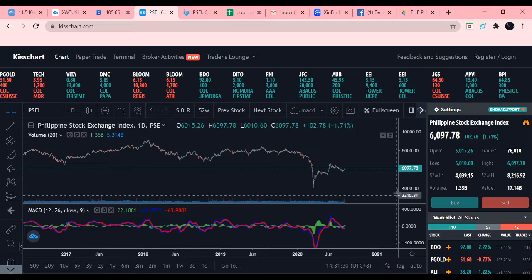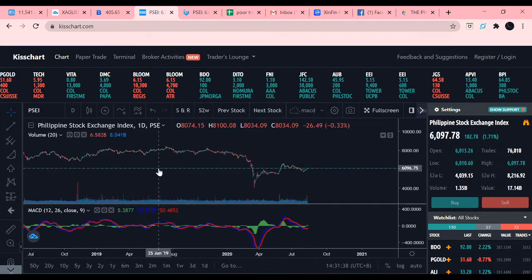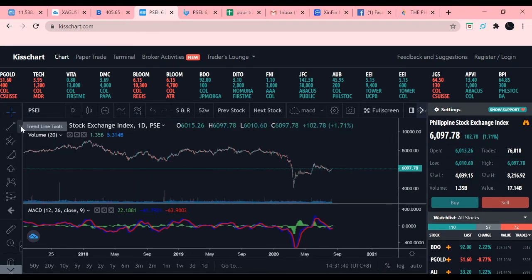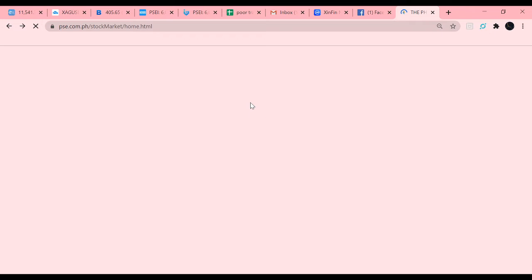Anyway, let's go to the PSE recap. Before we go to the recap, the PSEi closed at 6,097.78, up by 102.78, with value turnover of around 17.4 billion. Actually, yesterday the volume was also around 17 billion. I just don't know why it's so high.